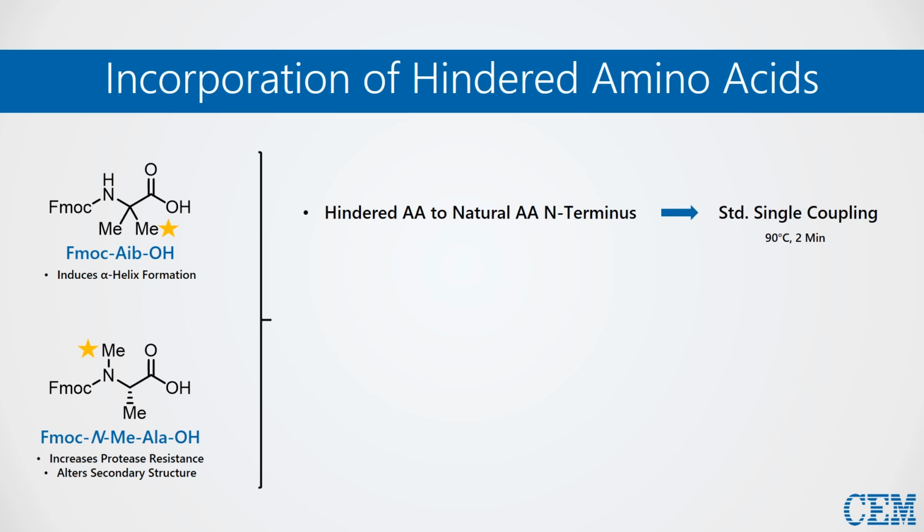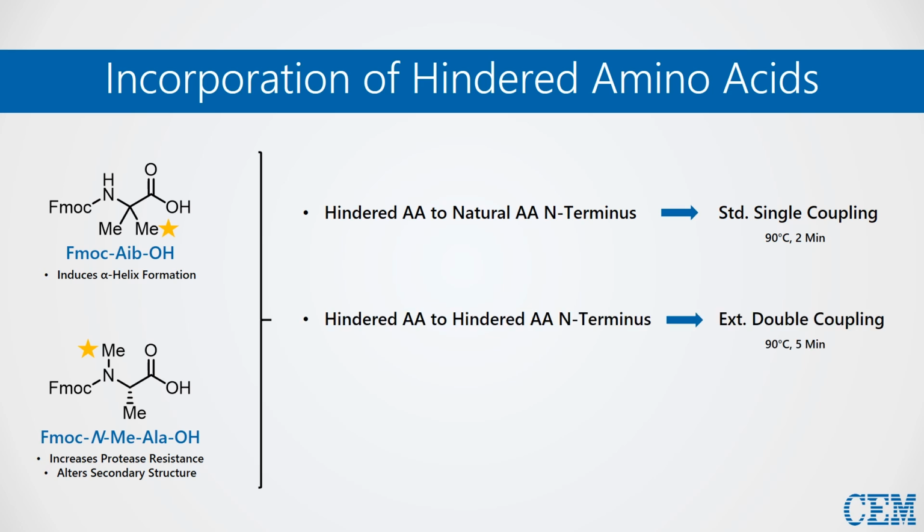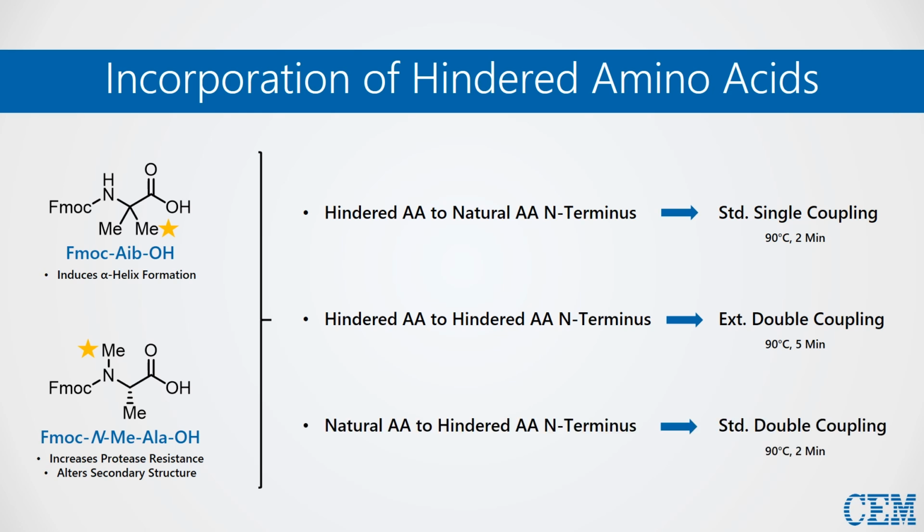Adding one of these hindered amino acids uses our standard single coupling of 90 degrees Celsius for 2 minutes. If you will be attaching a hindered amino acid to another hindered amino acid, an extended double coupling is necessary, though this still only requires 5 minutes at 90 degrees Celsius. Lastly, attachment of a natural amino acid onto a more hindered residue requires a standard double coupling.